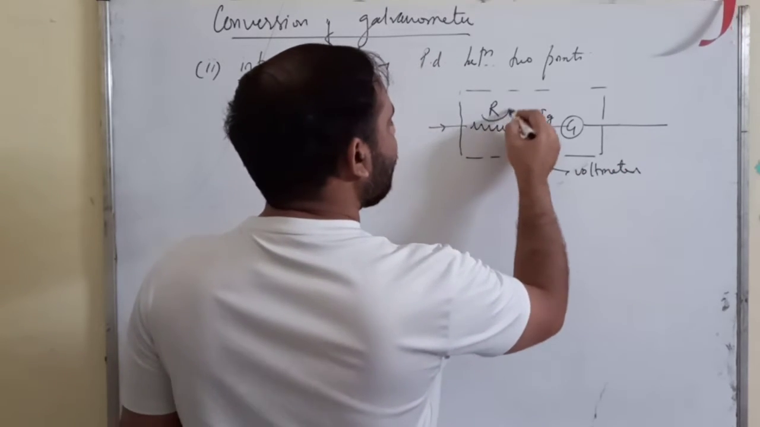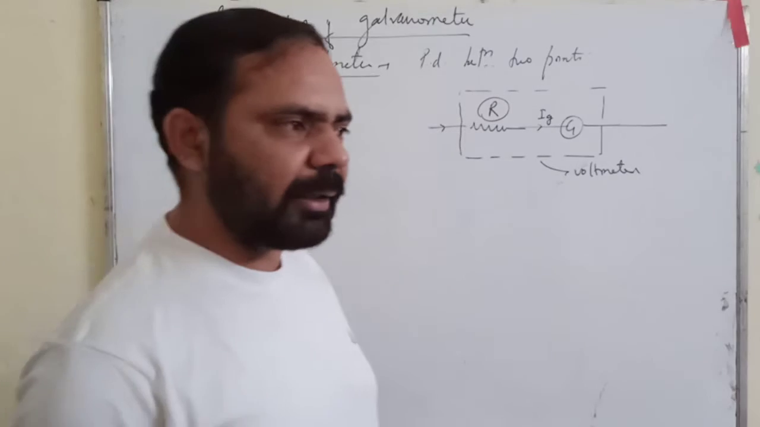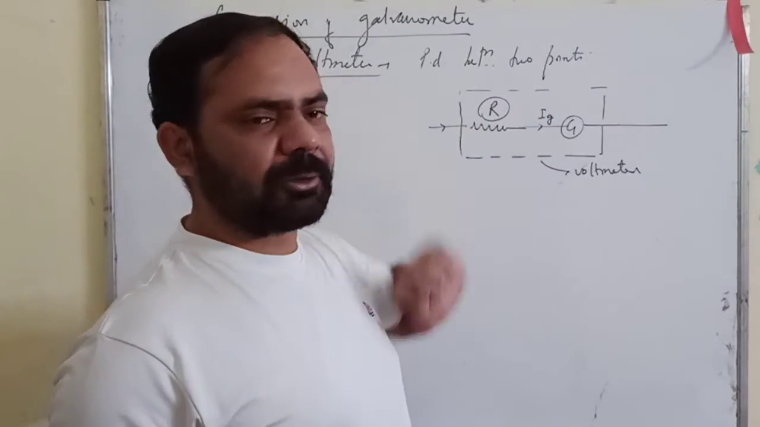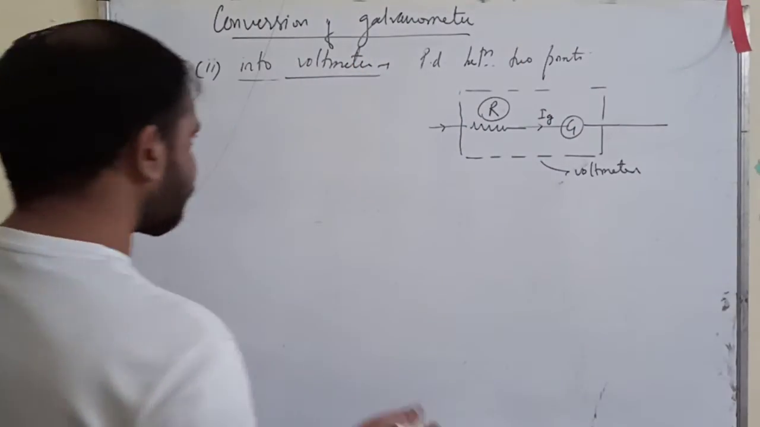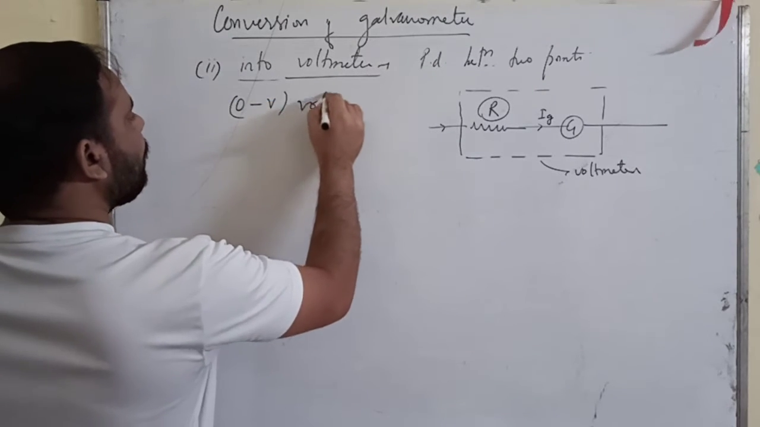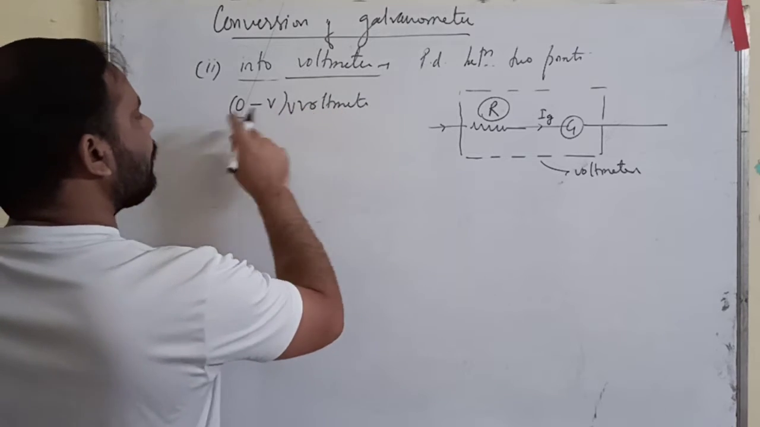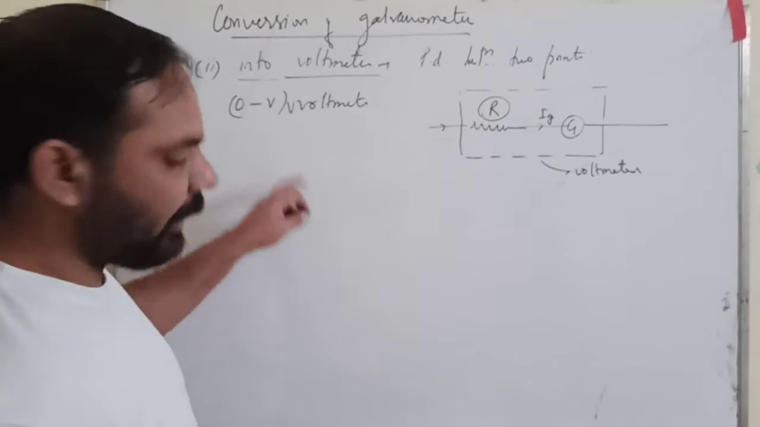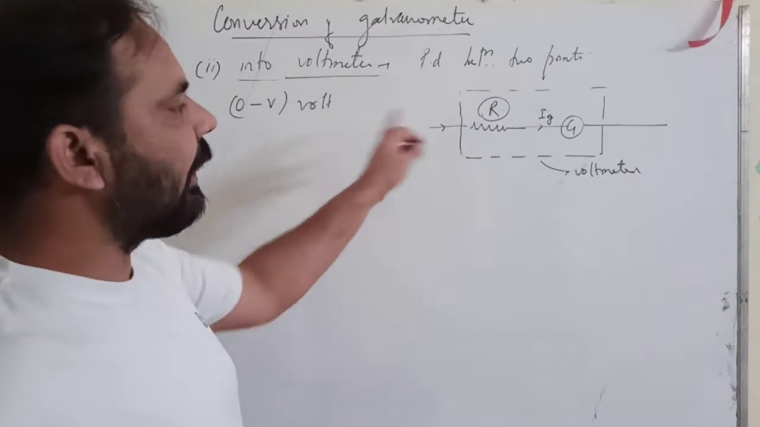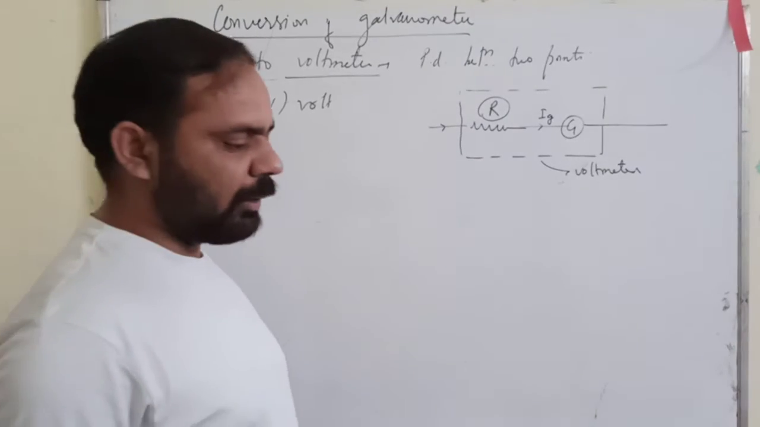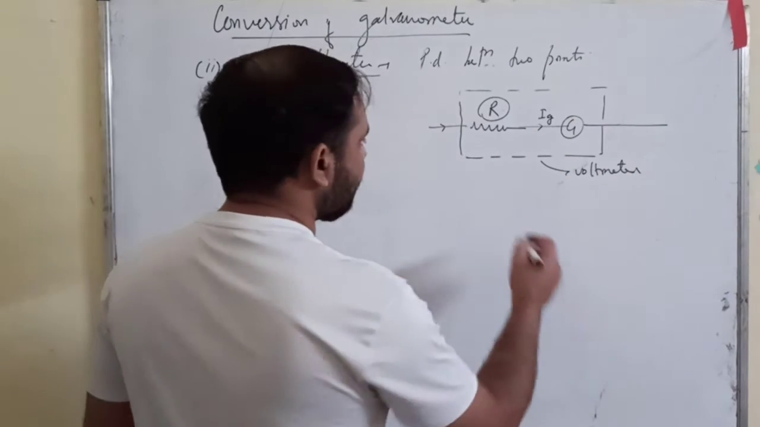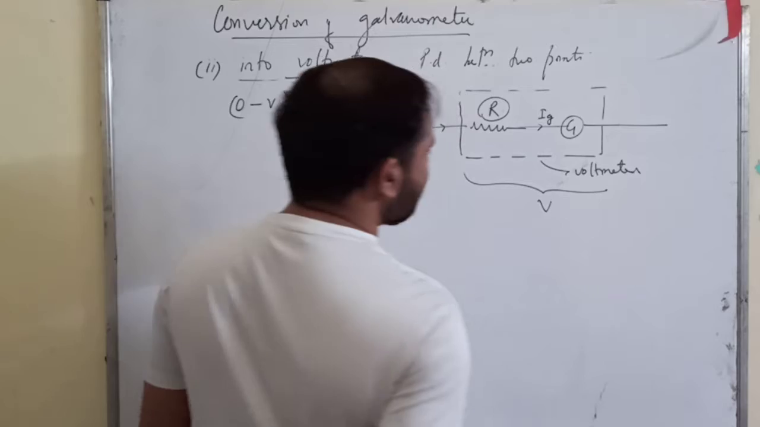Now what practically do we do? This resistance which is connected in series with the galvanometer should be very high, so that minimum current can pass through the galvanometer. Suppose we want to make a voltmeter from a galvanometer that can measure from 0 to V volts. Now let us suppose that here the potential difference is V.